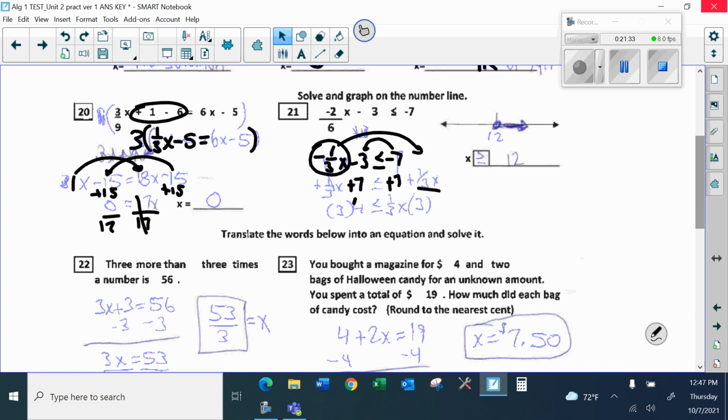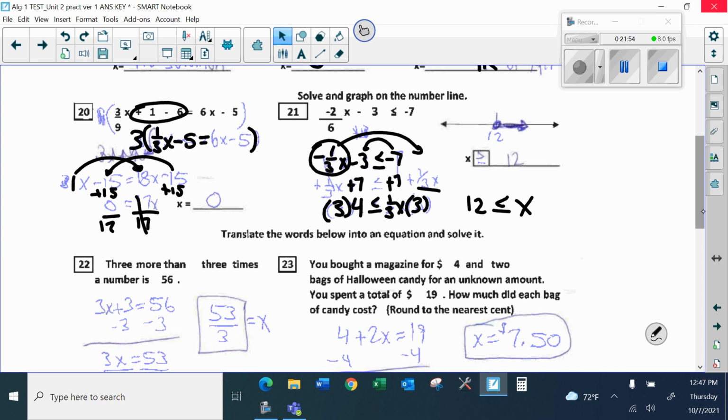7 minus 3 is 4 right here. And I have equals 1/3 x. And we got to solve for 1x, so I multiply by the reciprocal. The reciprocal of 1/3 is 3. So I'm multiplying both sides by 3. And 4 times 3 is 12. So notice you'd have x is greater than or equal to 12.